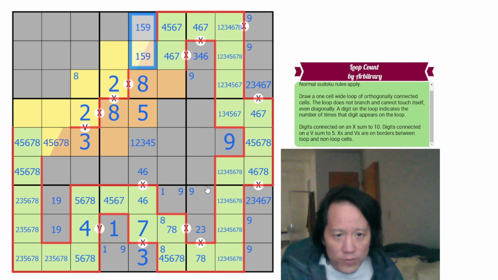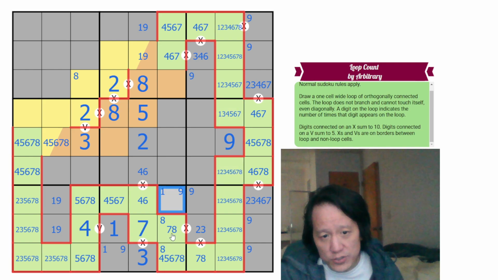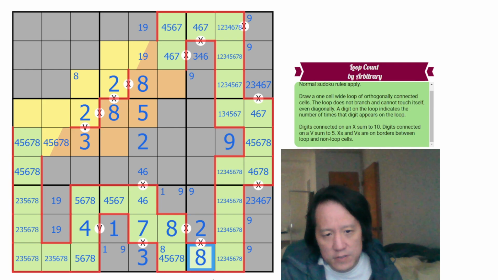No 3, 4, or 5. So this is 1, 9, 1, 9, which forces this to be 2. This all seems kosher, so this has to be 8 then, which makes this 2, which makes that 8. Okay, so we know then this has to be 8 and 2, if that's the case.